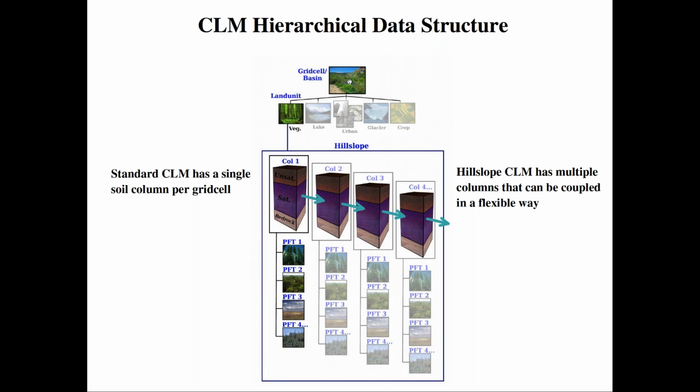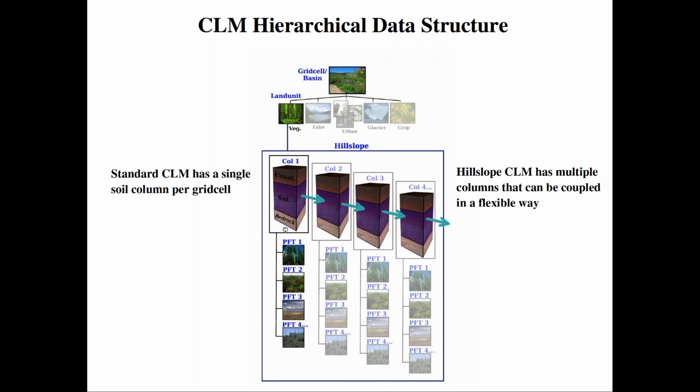And then within a grid cell, you have these different land units, where the one we're going to focus on is what's called the vegetated land unit, but there's also lake, urban centers, glacier, and crops. And so a particular grid cell can be tiled with all these different land units. So in the standard version of CLM, there's a single soil column. This is where the vertical discretization occurs.